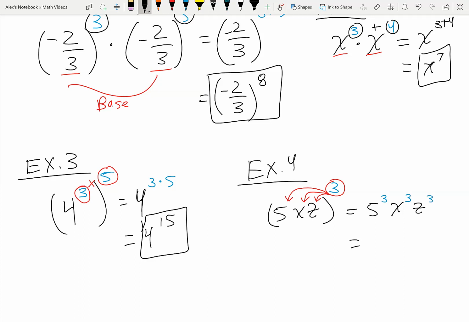And then we can't really do much more with this because we don't know what x and z are, but we do know what 5 to the 3rd is. 5 times 5 is 25, and then times 5 is 125. And then we got x to the 3rd and z to the 3rd. That's all we can do.